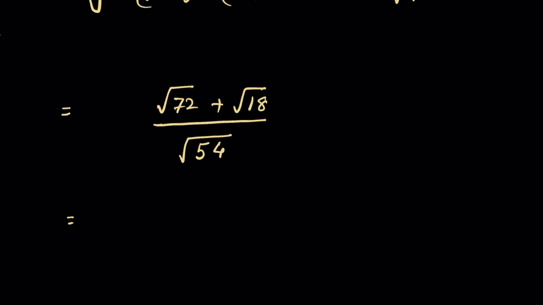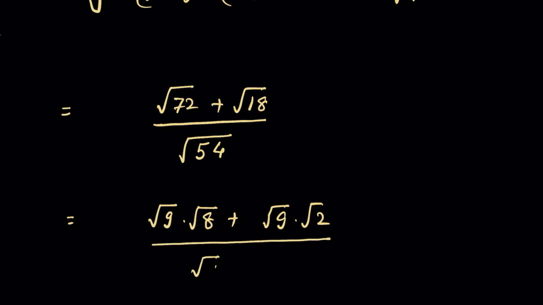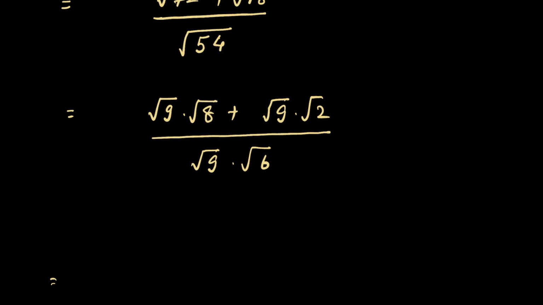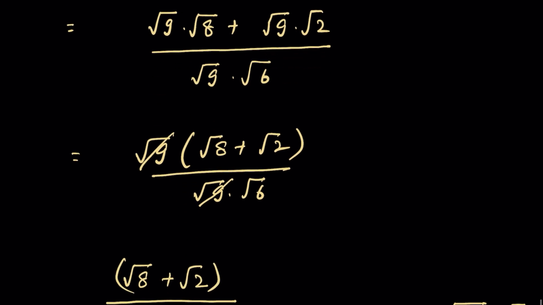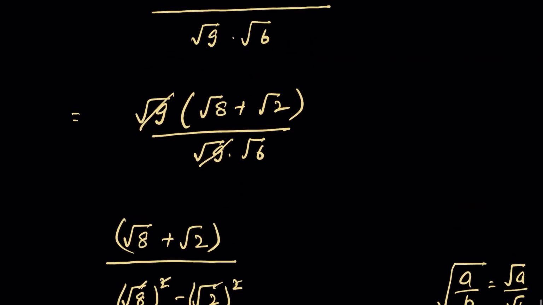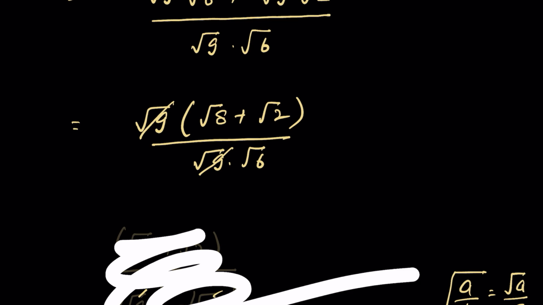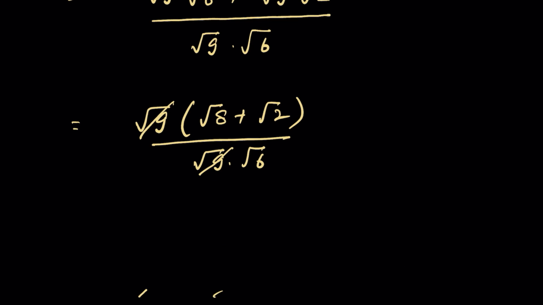Now square root of 72 is square root of 9 times square root of 8, plus square root of 18 is square root of 9 times square root of 2, and square root of 54 is square root of 9 times square root of 6. Now we take square root of 9 common. The square root of 9 gets cancelled, and from here we can rationalize the denominator, multiply and divide by square root of 6. This gives us the final answer square root of 3.